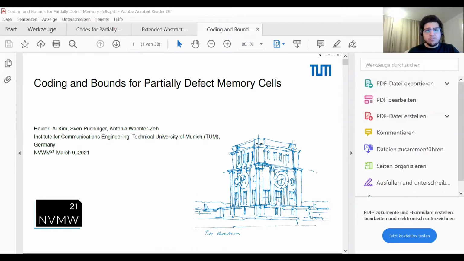Hello everyone, thank you for being here in my talk, Coding and Bounds for Partially Defective Memory Cells. This is joint work with Sven Puchinger and Antonia Wachter-Zeh from Technical University of Munich.